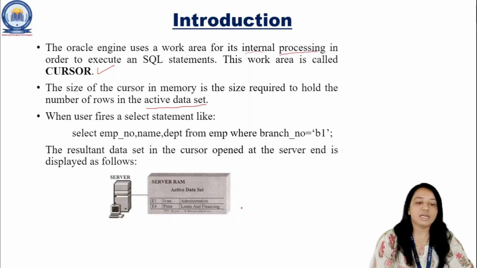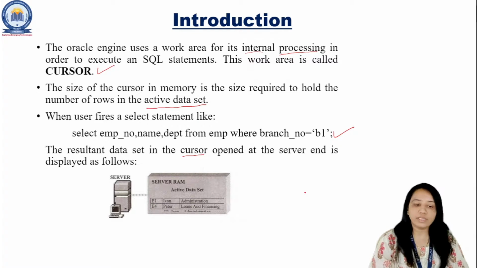For example, suppose we fire a query like select EMP number, name, department from EMP where this condition. Whenever this condition is matched, that data is going to be stored at the server side. That means it will open a cursor. So the cursor is opened at the server side, and the data is called the active data set.